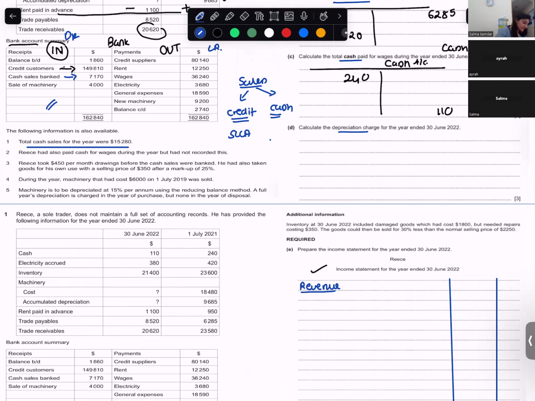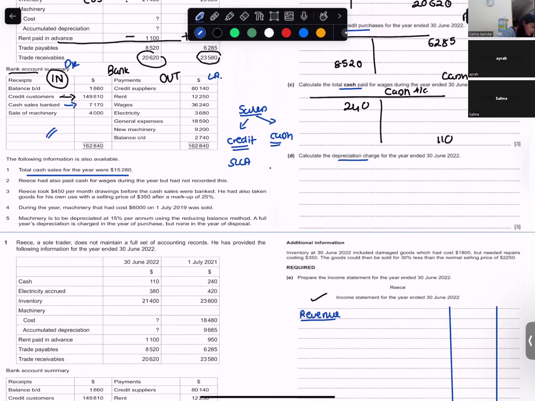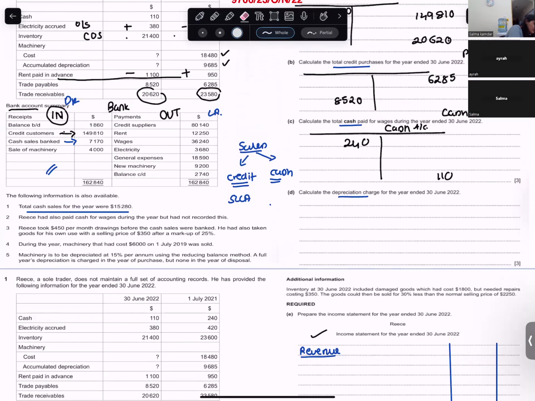15,280, the total cash sales for the year, doesn't that include the amount that is banked, 7,170? Yes, very good. I was expecting this from you. So your total cash sales for the year is 15,280. It includes this 7,170 because they have not told us that anything is missing. Okay, so your cash sales is 15,280.